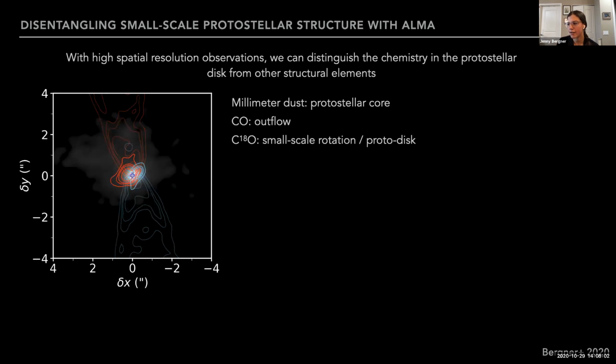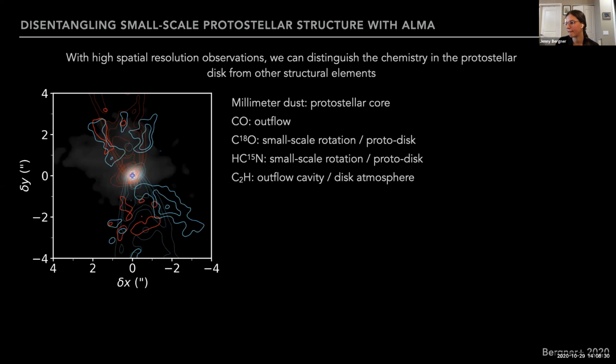If we look with a rarer CO isotopolog like C18O, we can actually pick up much more compact material that is rotating around the center of the protostellar source. So what we're seeing here is probably more associated with the protodisk itself. And another tracer, HC15N, is also really allowing us to zoom in on this compact rotating region, which is, again, where this protodisk is forming.